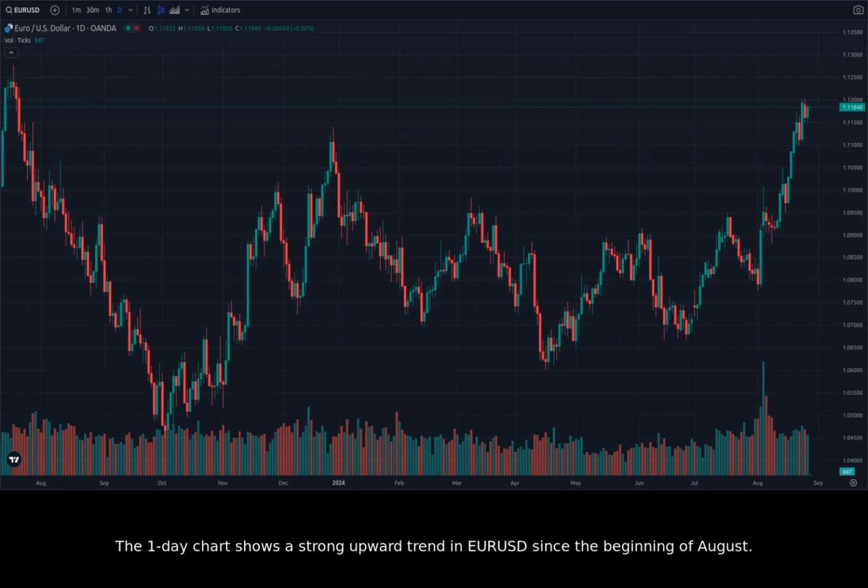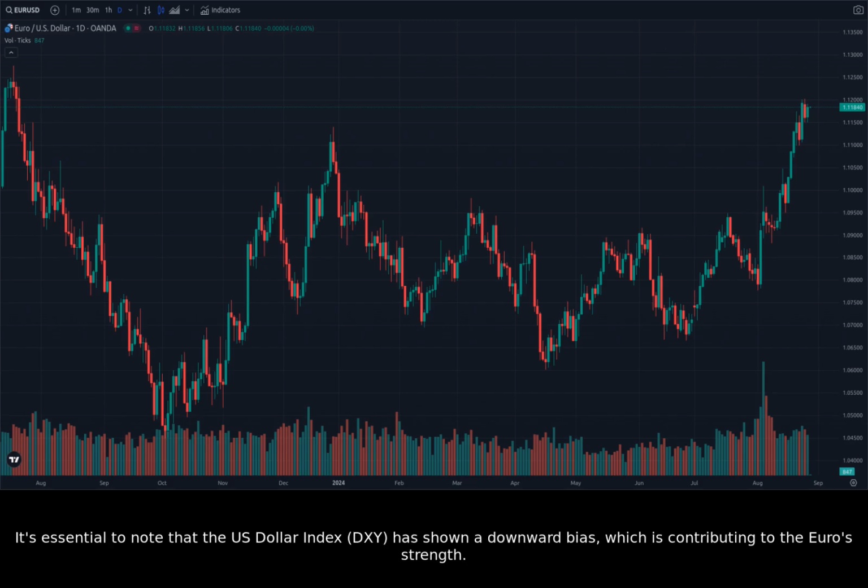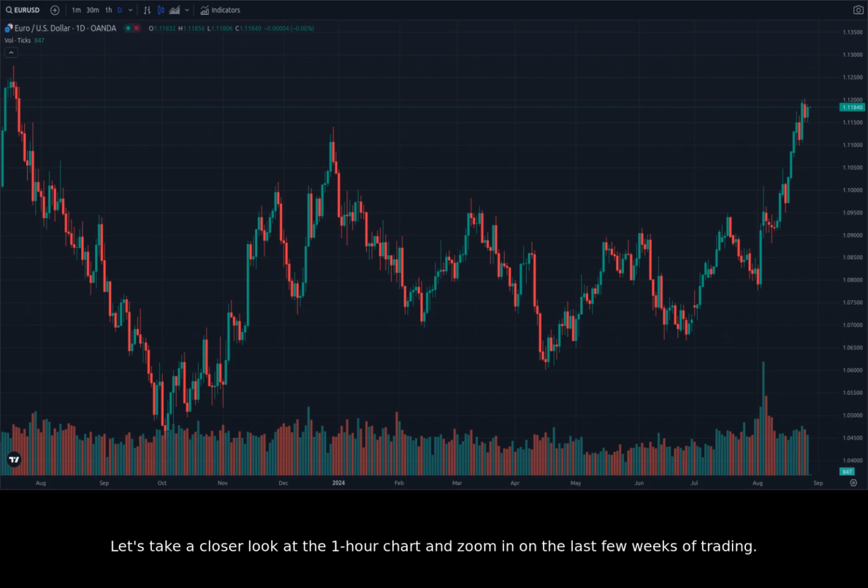The one-day chart shows a strong upward trend in EURUSD since the beginning of August. The price has been consistently breaking through resistance levels and establishing new highs. However, we need to consider the recent pullback in the price, which might be a sign of consolidation. It's essential to note that the US dollar index, DXY, has shown a downward bias, which is contributing to the euro's strength.